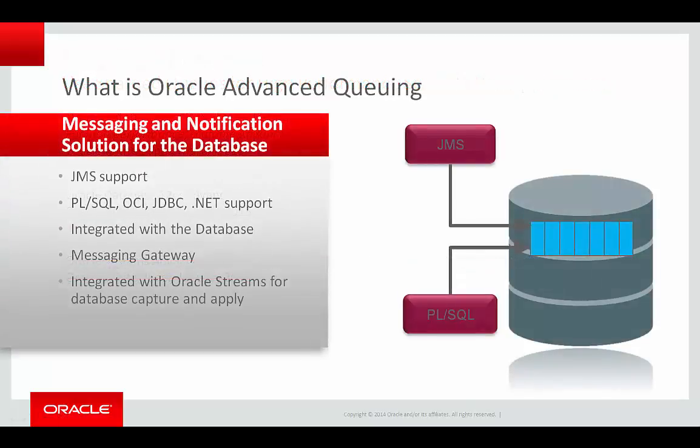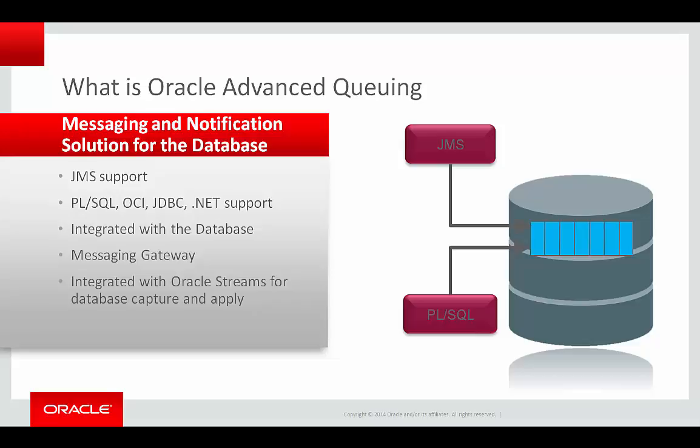So that's some of the key points, but what is AQ? Oracle AQ stands for Advanced Queuing. It's the messaging and notification solution for the database. It provides JMS 1.0 support. It's our most popular API to AQ, but there are also PL/SQL APIs, OCI APIs, JDBC APIs, and .NET support. By being integrated with the database, we can provide some optimizations that you as a customer could not do on the database directly yourself. So it has some performance optimizations in non-sharded as well as sharded queues.